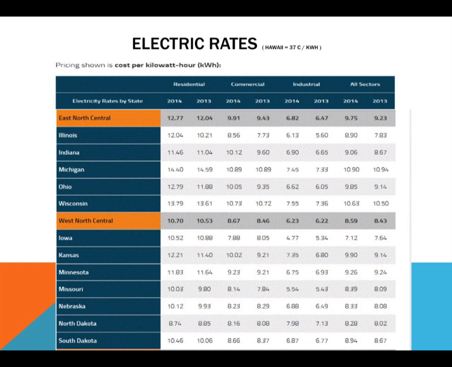Electric rates. Electric rates vary widely depending on what state you operate in. Okay. And the kind of rate structure, which we'll talk about briefly, can also have an impact. So what I tried to do was pick a few states: Illinois, Indiana, Michigan, Ohio, Wisconsin, Iowa, Kansas, Minnesota. And you just kind of look across, and you can see here, these are the average residential, commercial, industrial, and then all sectors. I would imagine that most of you fall into commercial or industrial, okay?